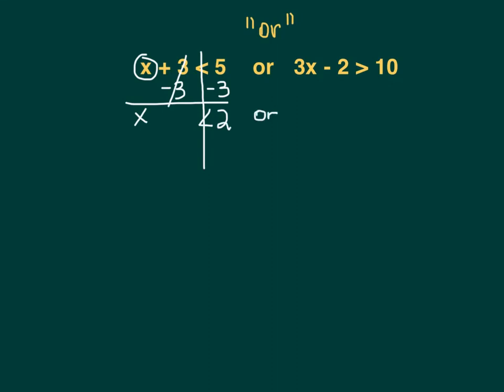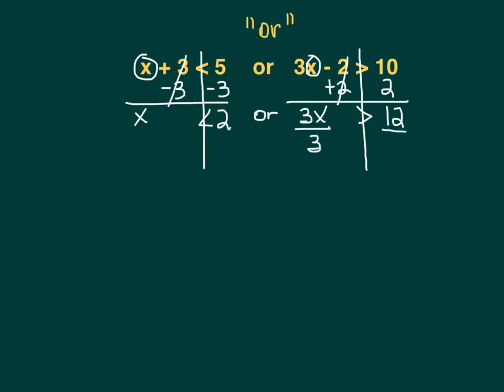Or, now I'm going to solve the right side because there are 2 inequalities to solve. Circle my variable. I'm going to add 2. I get 3x. This will cancel, is greater than 12. And divide by 3 or multiply by 1/3. X is greater than 4. So I have 2 things here. I have x is less than 2 or x is greater than 4.